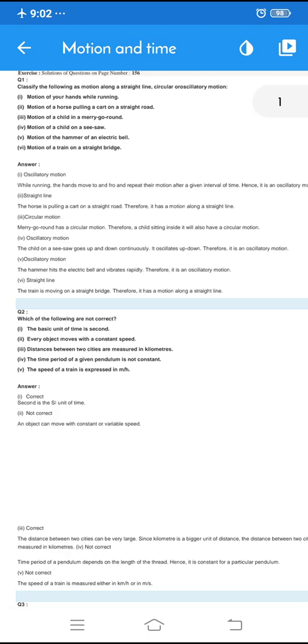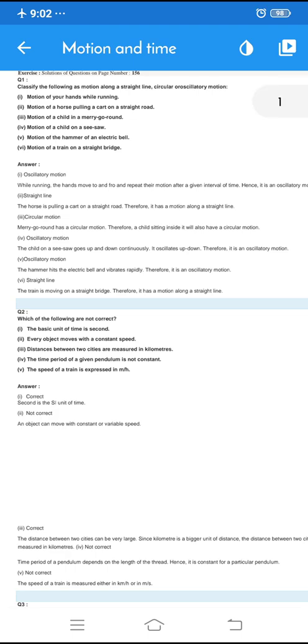Next one is motion of a child on a seesaw. What kind of motion is it? Yes, exactly, it is oscillatory motion. The child sitting on a seesaw goes up and down continuously. On one side one child is sitting, on the other side another child is sitting. The up and down movement takes place at equal intervals of time. It means that the seesaw oscillates up and down in an equal interval of time. Therefore it is an oscillatory motion.